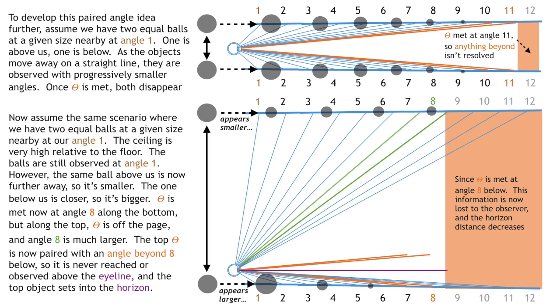So again, we're looking at something along the ceiling and something along the floor. It starts out at a certain size, and as it moves away, it gets smaller. Once theta is met, they both disappear. That's represented by, we'll say, angle 11 here at the top diagram. So theta is met at angle 11, just an arbitrary point. Anything beyond that point isn't resolved. You cannot see that object any further.